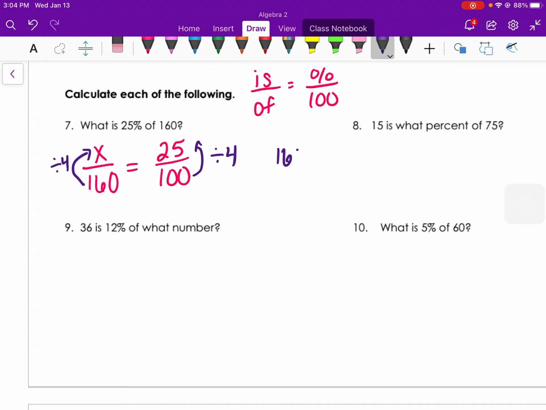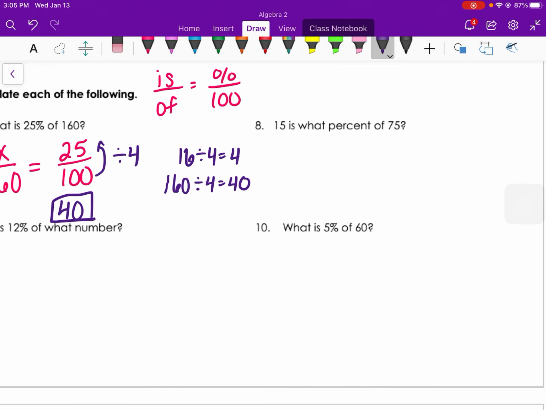And I know that 16 divided by 4 is 4. So that means that 160 divided by 4 is 40, using my fact families, math, extended facts, that's what it is. So 40 would be my answer there. 40 is 25% of 160.